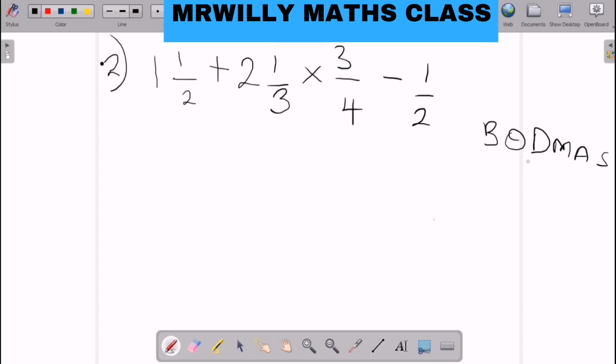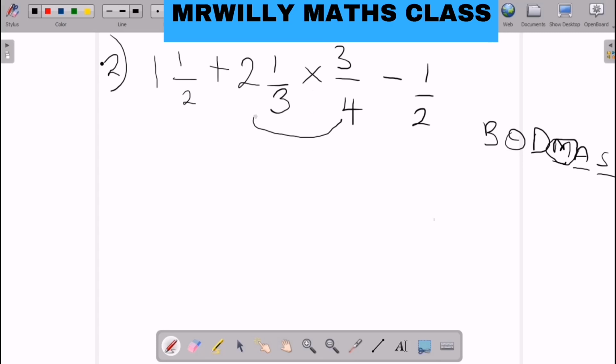You can see that we're having addition, subtraction. This multiplication comes before addition. So we are going to deal with these two fractions first, because according to Bodmas, multiplication comes before addition and subtraction.